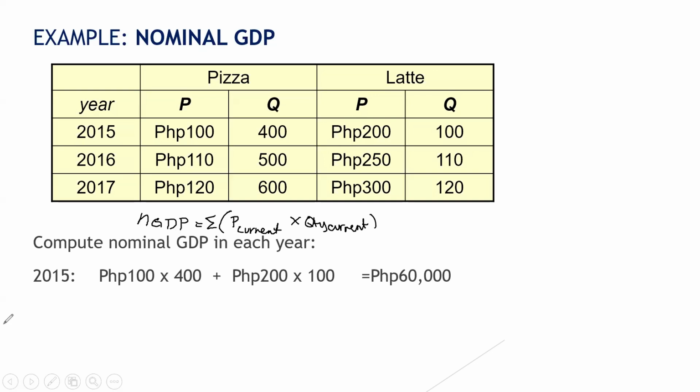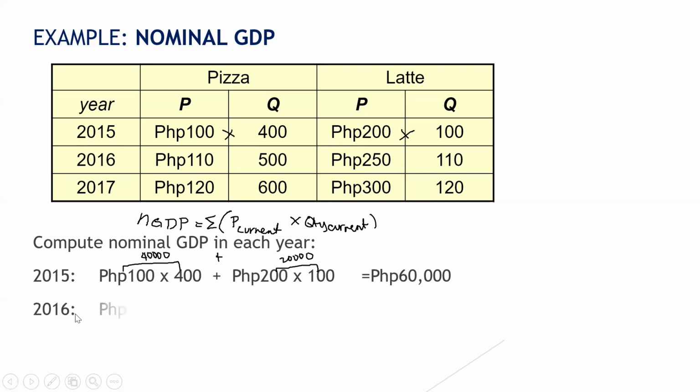So let's have here an example. In 2015, you just simply multiply the price of the pizza and its quantity. So we have here 100 times 400, we have 40,000, plus the product of the price of latte and the quantity of latte for 2015. So we have here 20,000. So 40,000 plus 20,000, we have 60,000. So the 60,000 here is our nominal GDP for 2015.